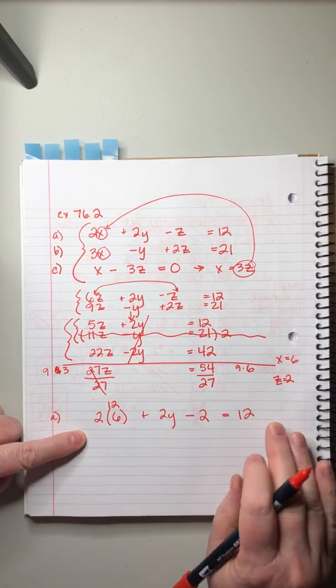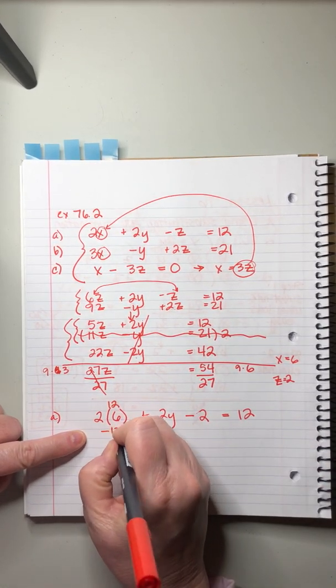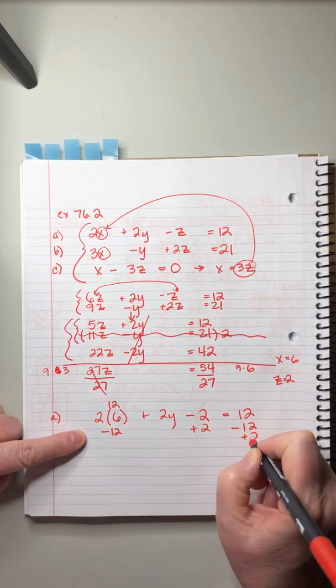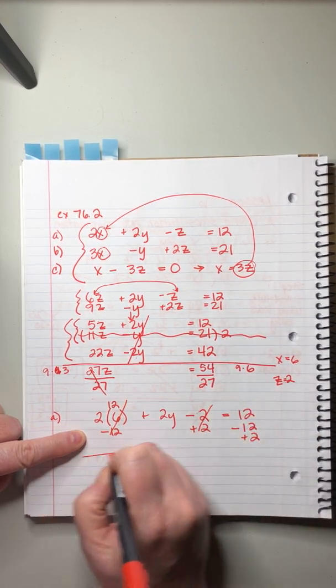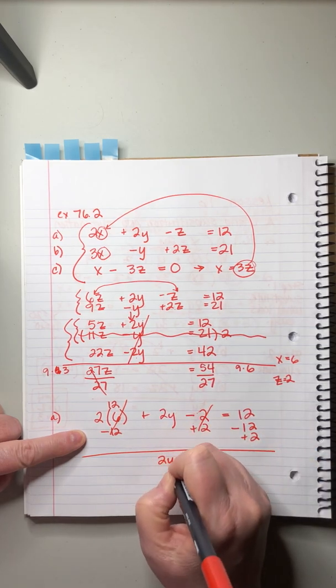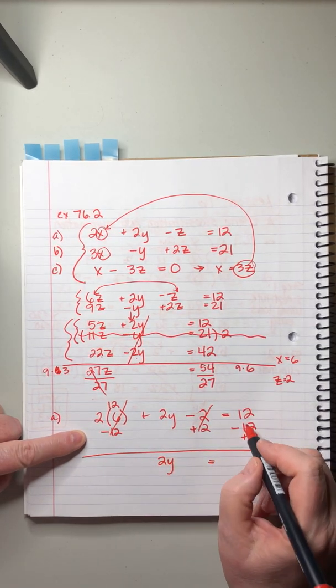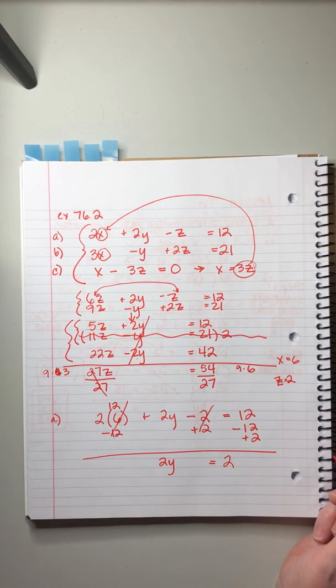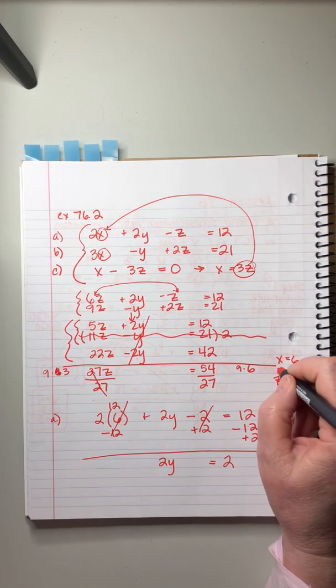So I'm going to swim both numbers over to this side. I'm going to subtract the 12, and I'm going to add the 2, right? So that'll cancel those. And I'll get 2y equals, 12 minus 12 is 0, plus 2 is 2. Looks like y equals 1.